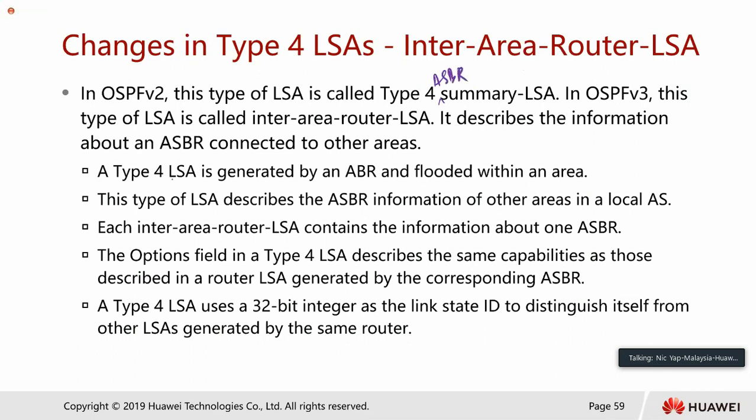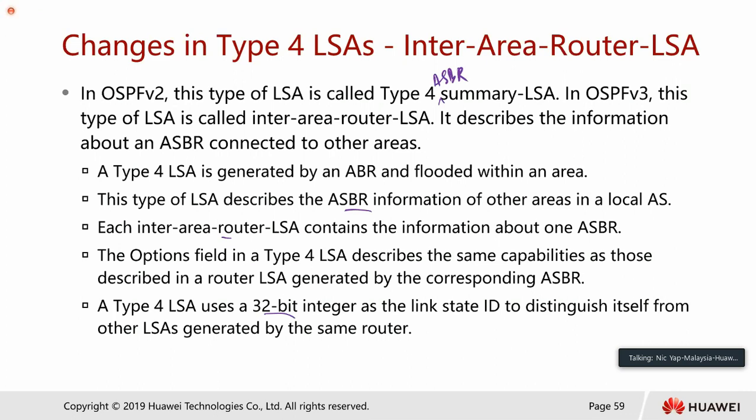Okay, a type 4 LSA is generated by the ABR and flooded within an area. This type of LSA describes the ASBR information, and the inter-area router LSA contains the information about the ASBR. So actually, it is the same. The only difference over here is the 32-bit integer used as a link state ID to distinguish itself from other LSAs by the same router. They are just using a unique ID to identify who you are.